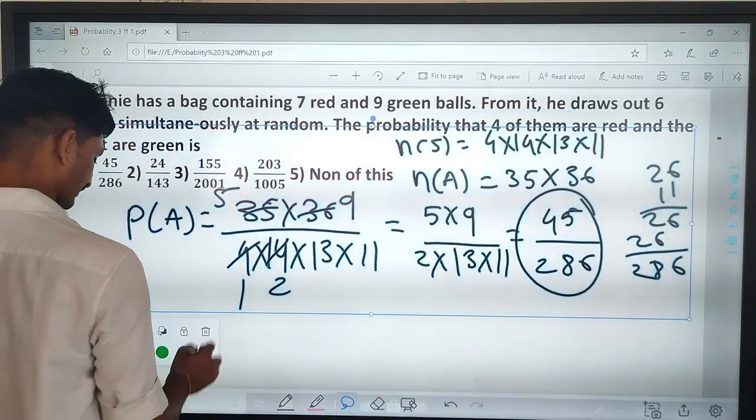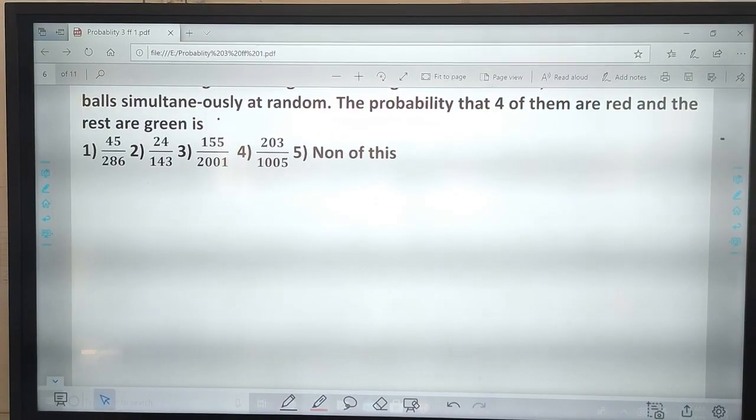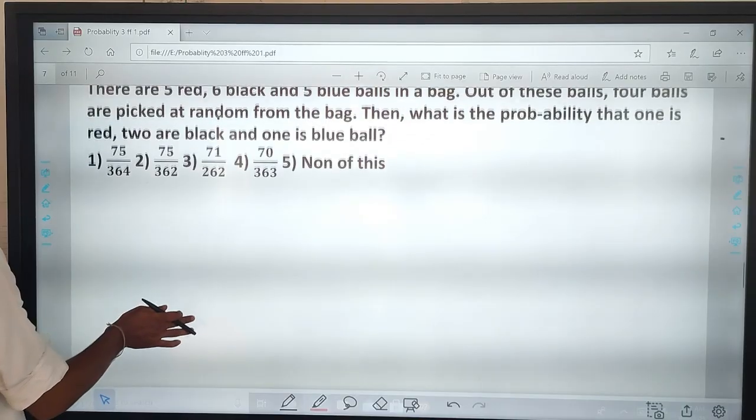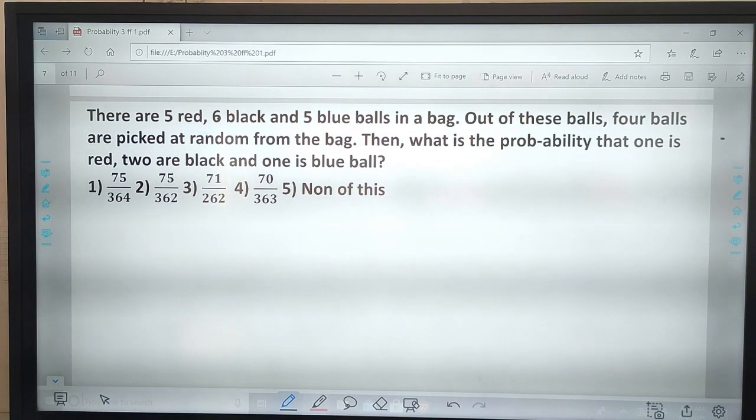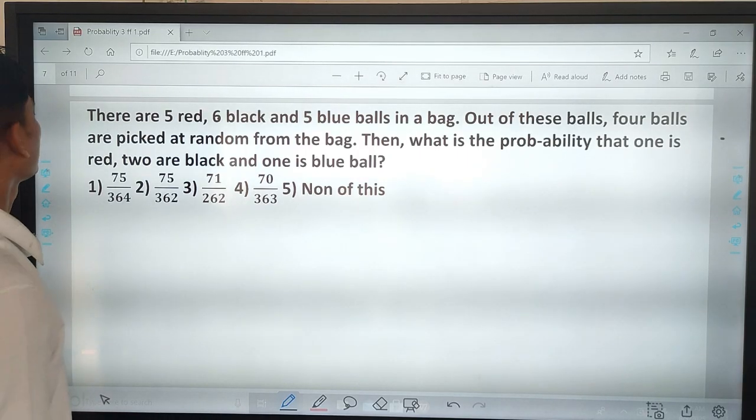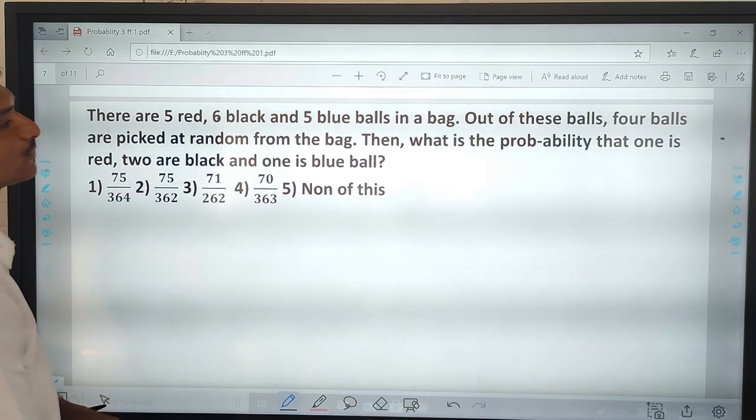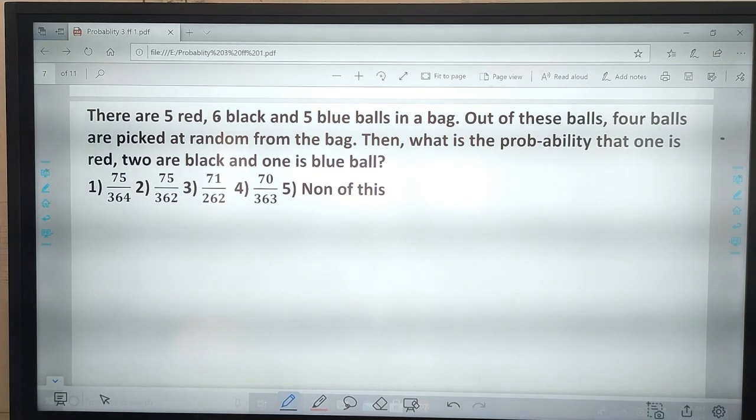Now next. There are 4 red, 6 black and 5 blue balls in a bag. Out of these balls, 4 balls are picked at random from the bag. Then what is the probability that one is red, 2 are black and 1 is blue?